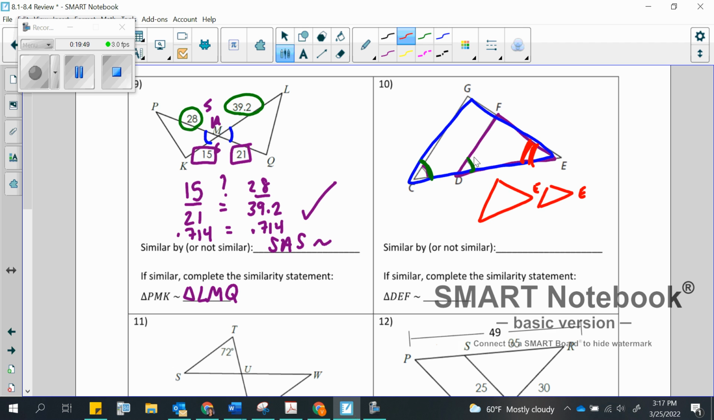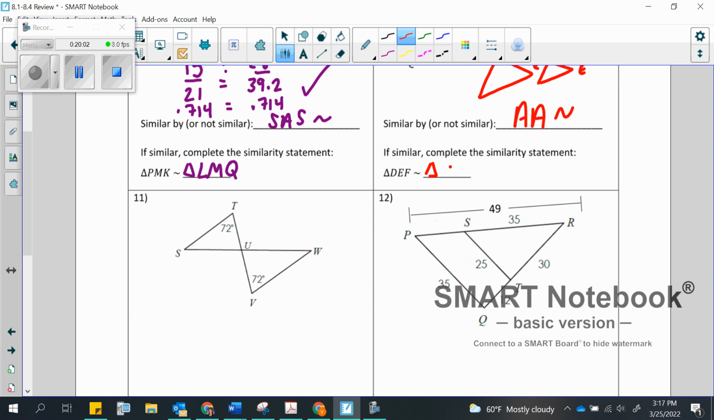So therefore, these two triangles are similar by angle, angle similarity. So it would be DEF. DEF is similar to CEJ.